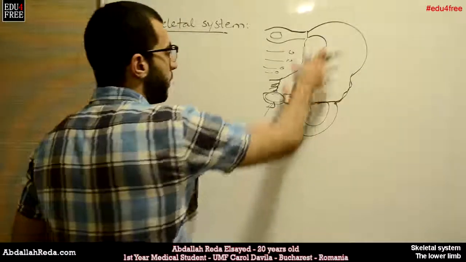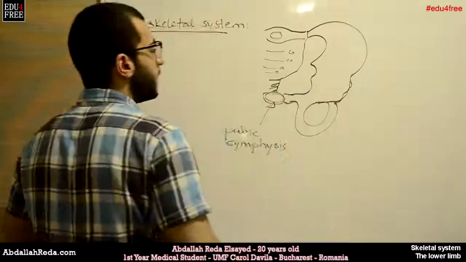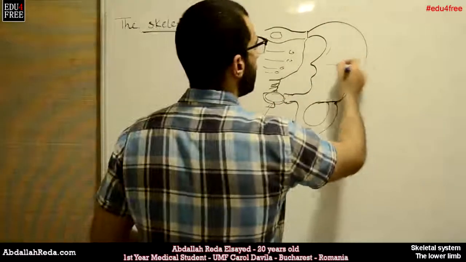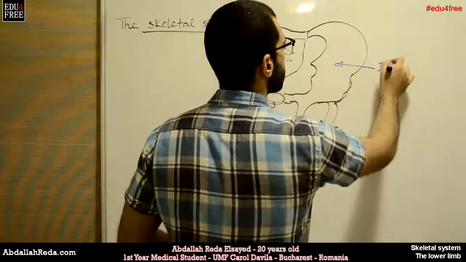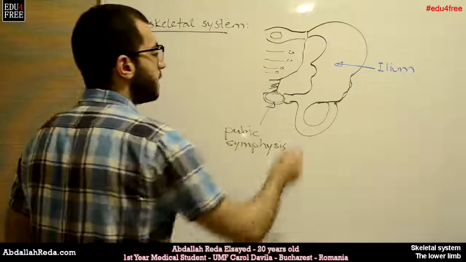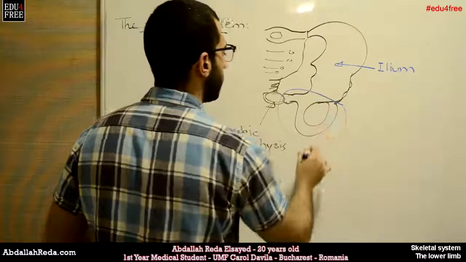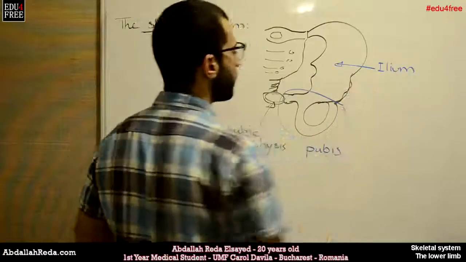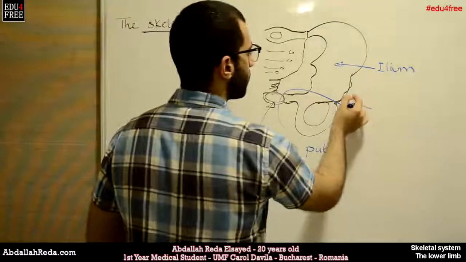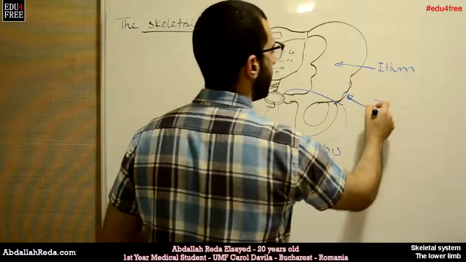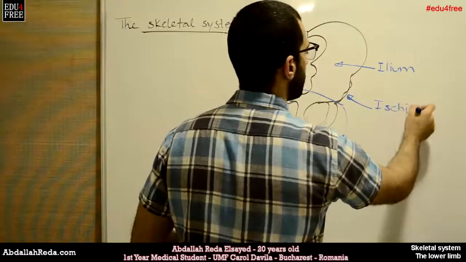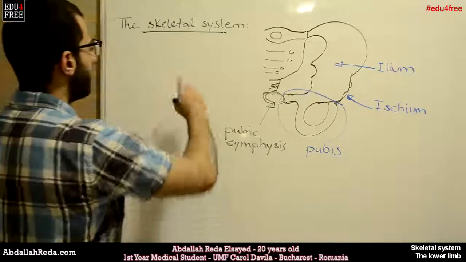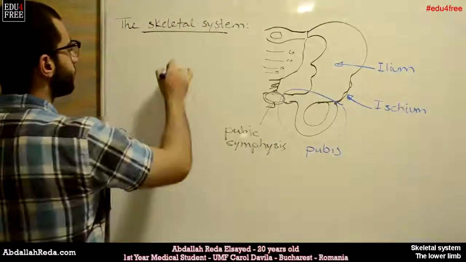Now, what does the pelvis consist of? We have three parts. This broad part here, this wide part, is called the ilium, and the anterior part is called the pubis, and there is a posterior part which is found around here, posteriorly, is called the ischium.